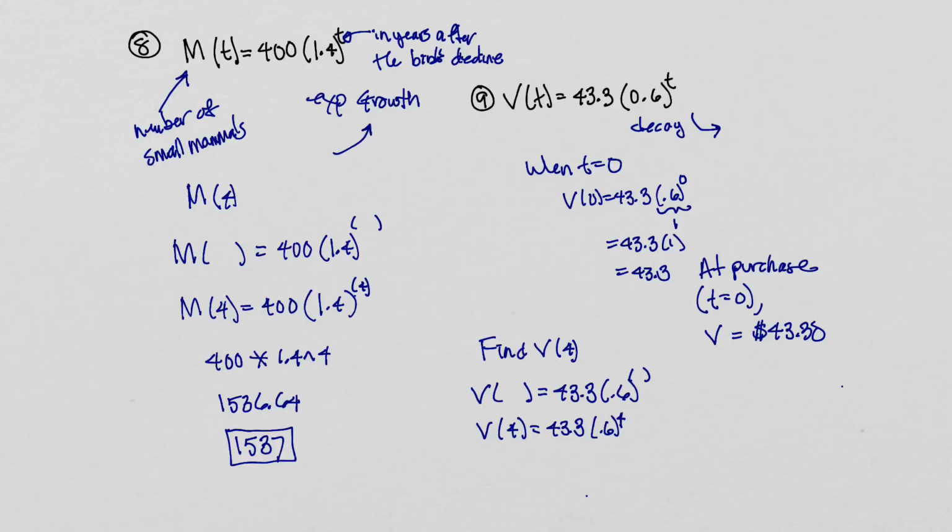And on my calculator, I'm going to input pretty much what I see. I'm going to input 43.3 times 0.6 raised to the 4. And this is going to give me, let's do it right over here, v of 4 is equal to, I got 5.61168, but it's money, so we're going to round off maybe to 2 decimal places. So we're going to say that after 4 years, the value of this machine is down to $5.61.